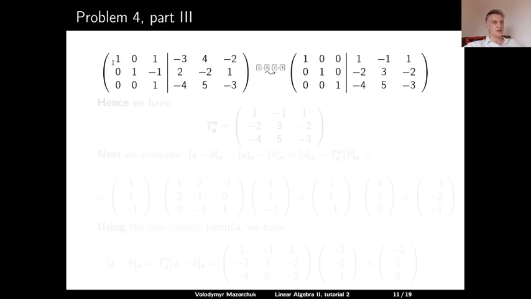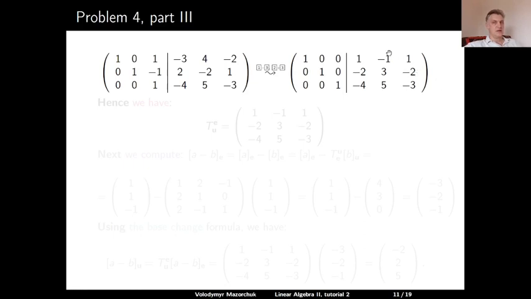Row 1 becomes 1 minus 0 is 1, 0 minus 0 is 0, 1 minus 1 is 0, minus 3 plus 4 is 1, 4 minus 5 is minus 1, and minus 2 plus 3 is 1. And row 2 becomes 0 plus 0 is 0, 1 plus 0 is 1, 1 plus minus 1 is 0, 2 plus minus 4 is minus 2, 5 plus minus 2 is 3, and 1 plus minus 3 is minus 2.